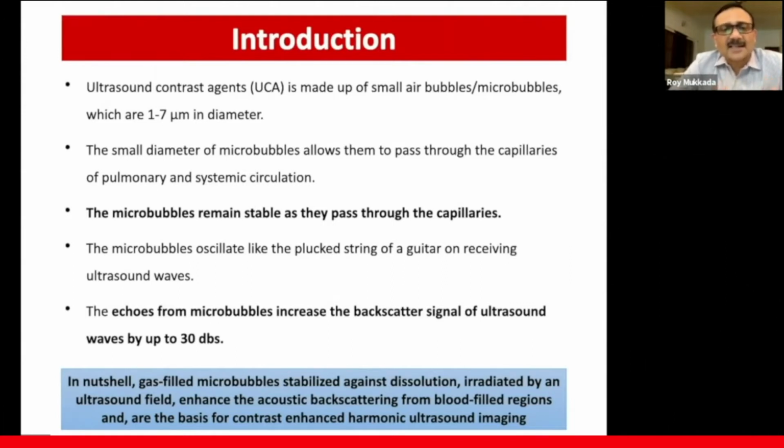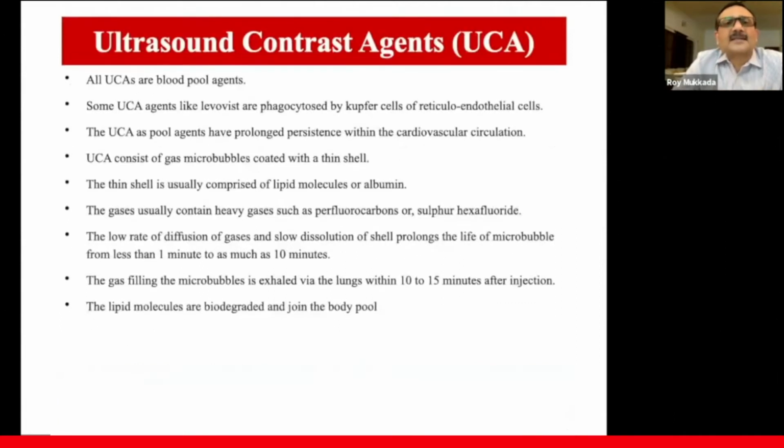In a nutshell, a gas-filled microbubble stabilized against dissolution, irradiated by an ultrasound field, enhances acoustic backscattering of blood-filled regions. And there are many contrast agents being used for this, and all these are blood-pool agents. Some contrast agents like Levovist are phagocytized by Kupffer cells or reticuloendothelial cells. The UCA as pool agents have prolonged residence within the cardiovascular circulation.